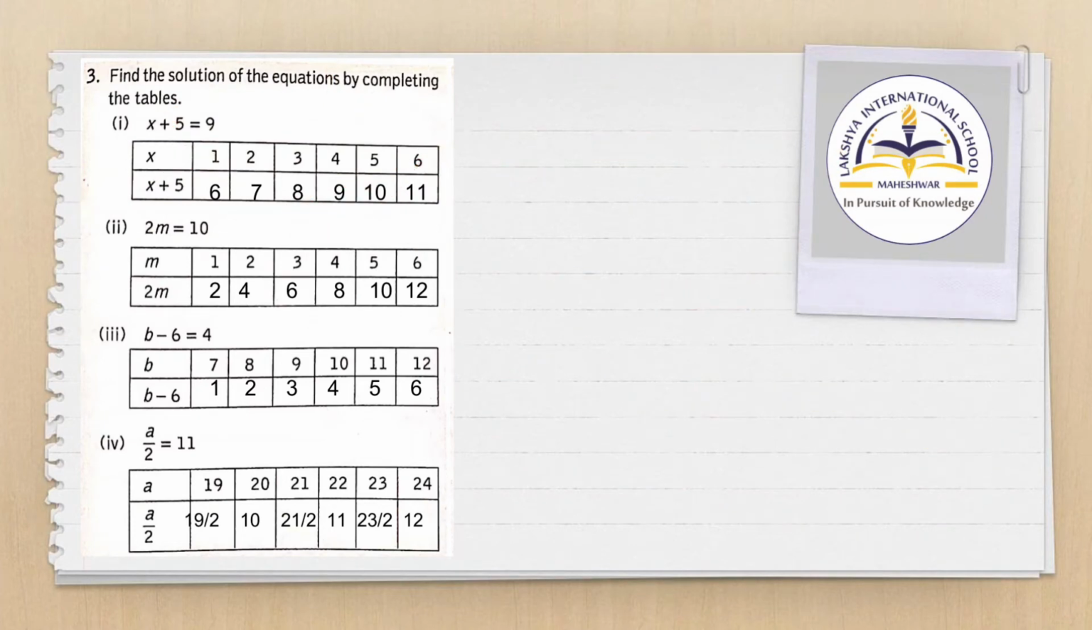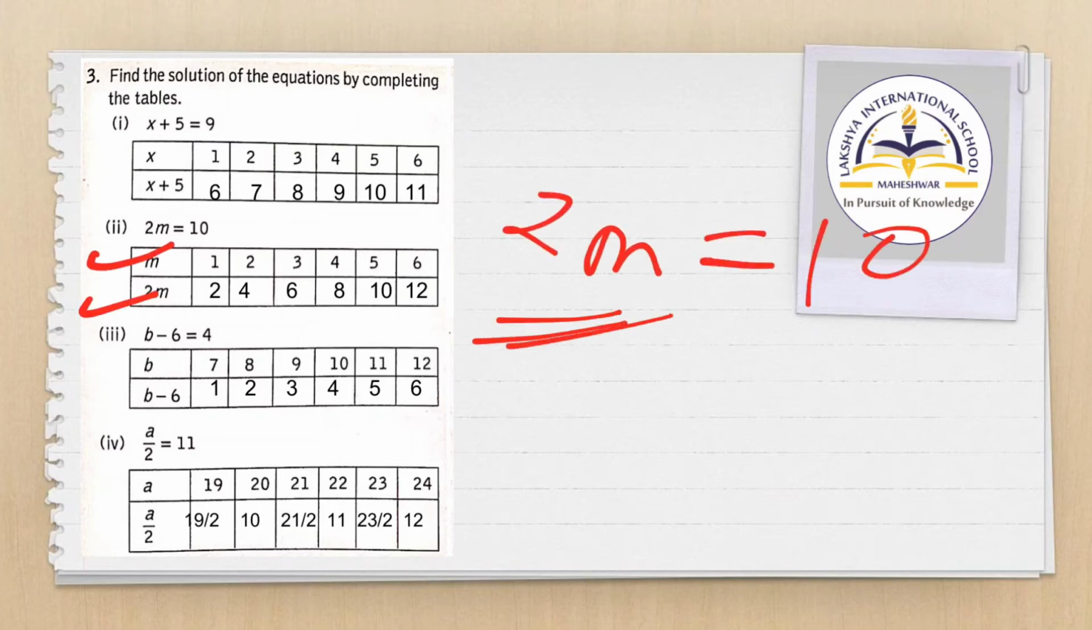Now second, 2m equals 10. For 2m, m is given here and 2m is given here, so you have to multiply them. Now 1 2s are 2, 2 2s are 4, 3 2s are 6, 4 2s are 8, 5 2s are 10, 6 2s are 12.